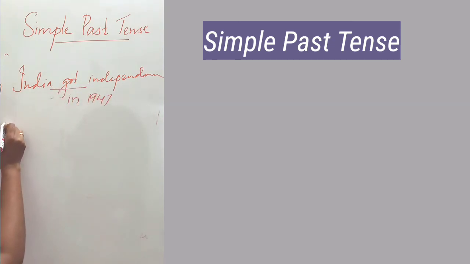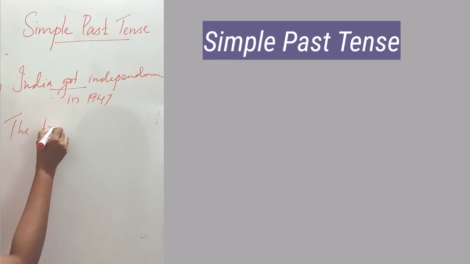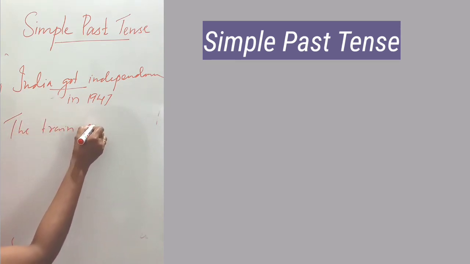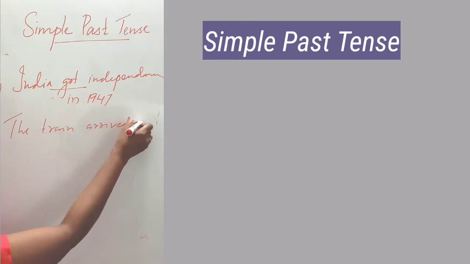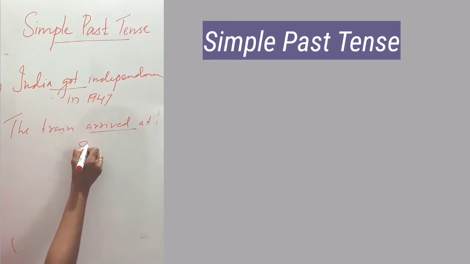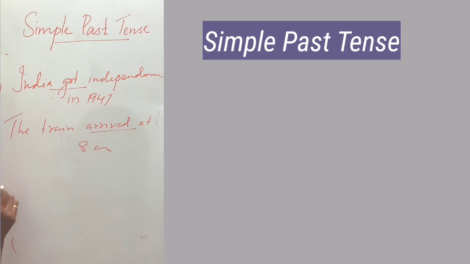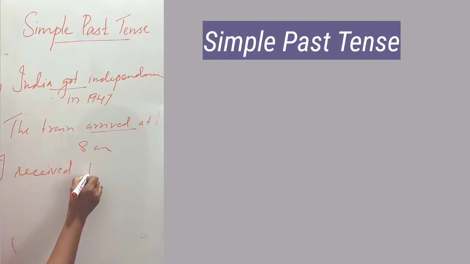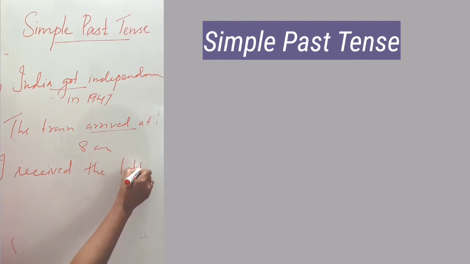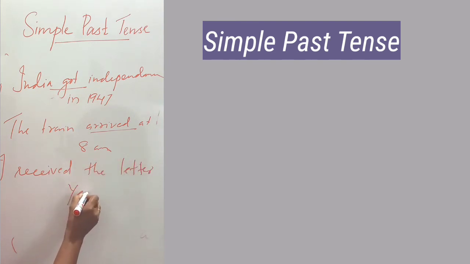The train arrived at 8 a.m. Here we used past tense. I received the letter yesterday. Here, simple past tense is used to express an action completed in the past.